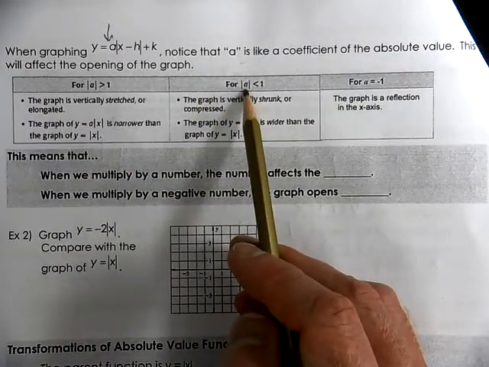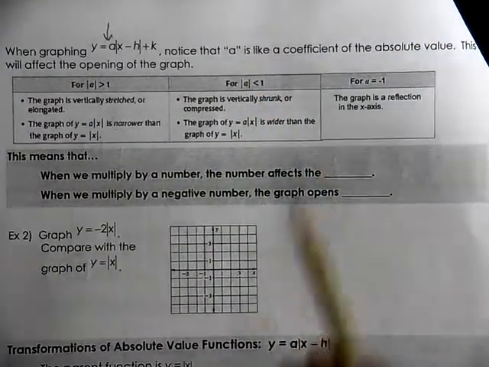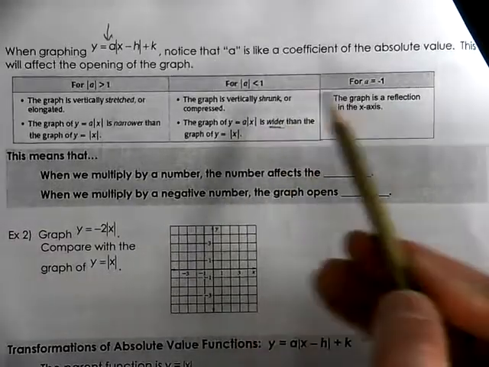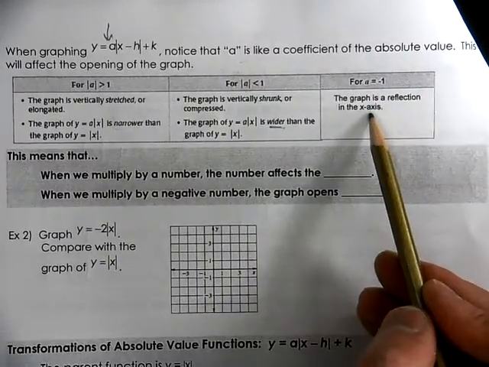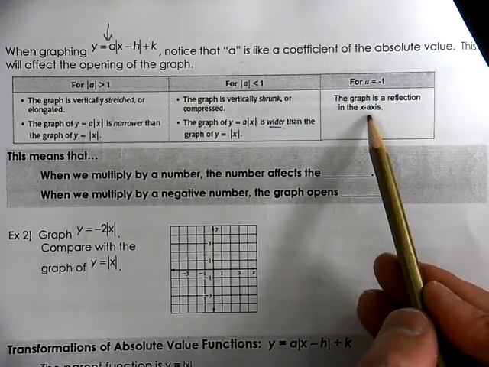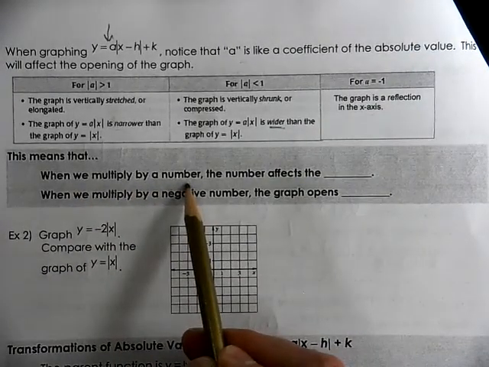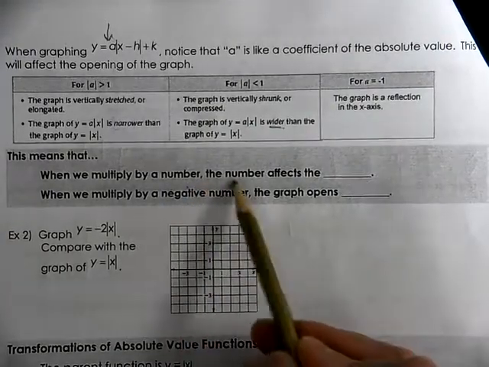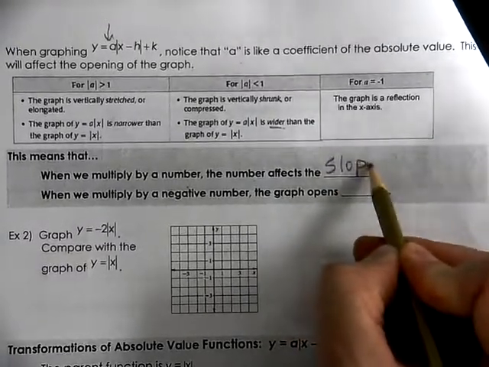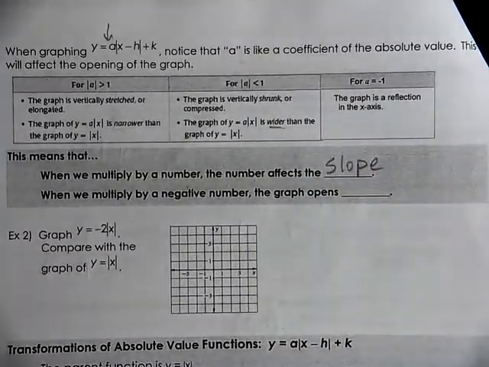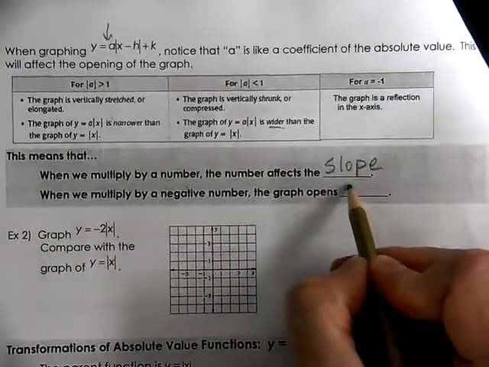When the a value is less than 1, like a fraction, it's going to be wider. And then if the a is ever negative, then it's going to reflect over the x-axis. So when we multiply by a number, the number affects the slope. When we multiply by a negative number, the graph opens down.